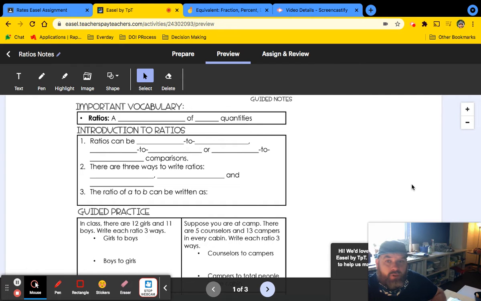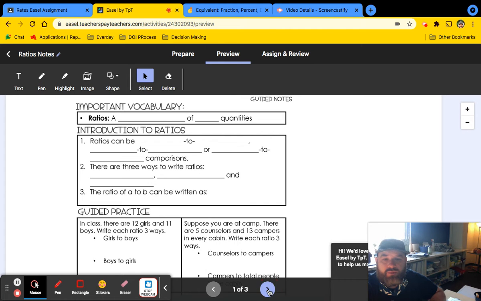Okay, we're going to go over the second part of the introduction to ratios. We're going to review our notes today. We did these notes last week. If you have not done the notes yet, this first part, please let me know so I can make sure that you have this information.